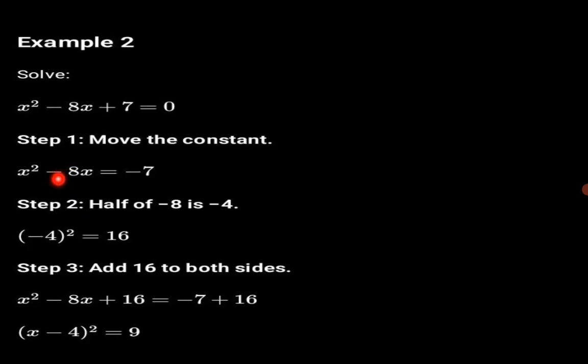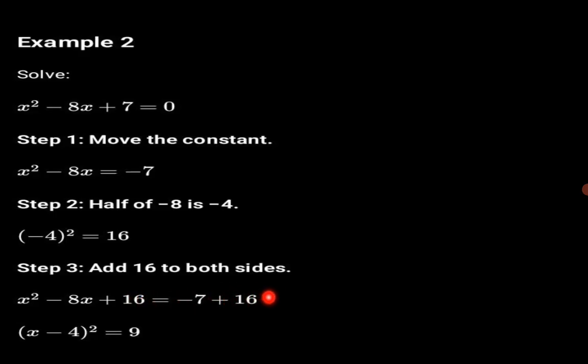Then take half of the coefficient of x. In this case, half of minus 8, which is minus 4. So then you square it. Squaring it will give you 16. Then add this 16 to both sides of the equation. So add 16 this side, add 16 this side, and simplify.